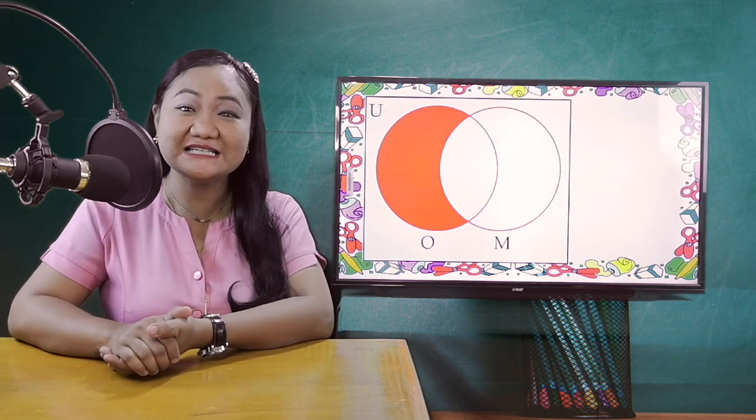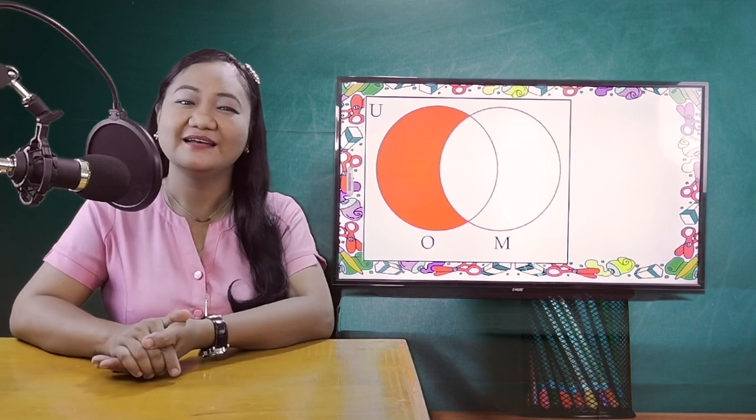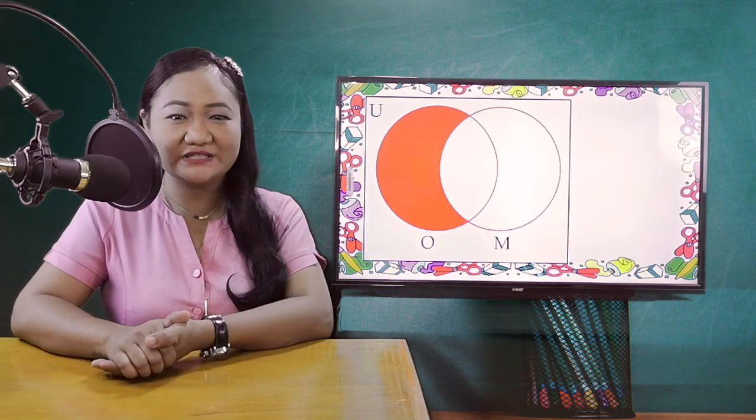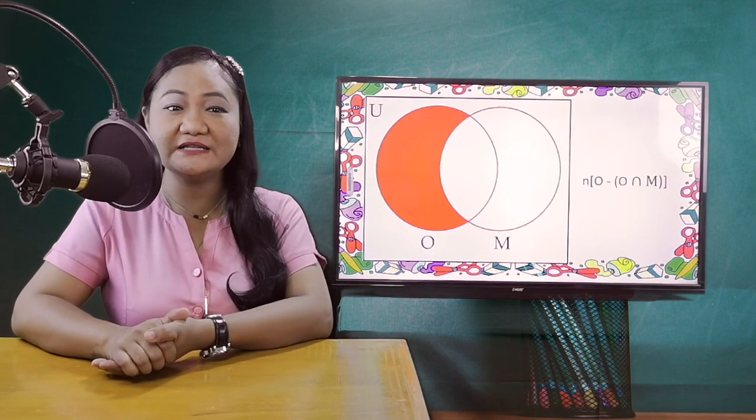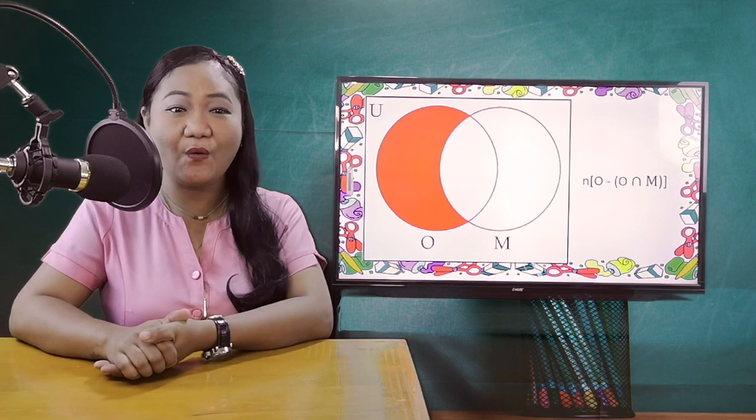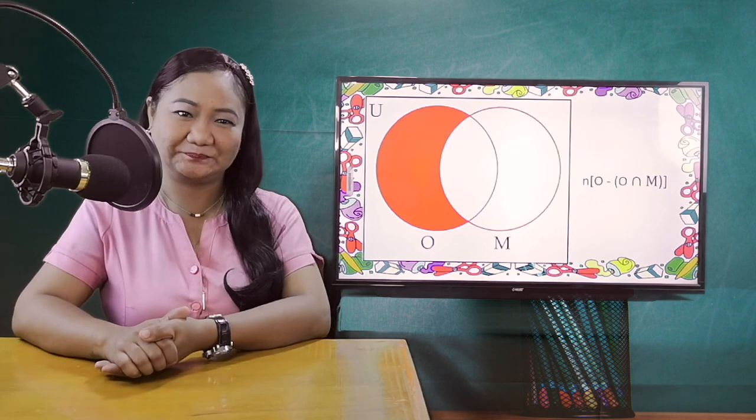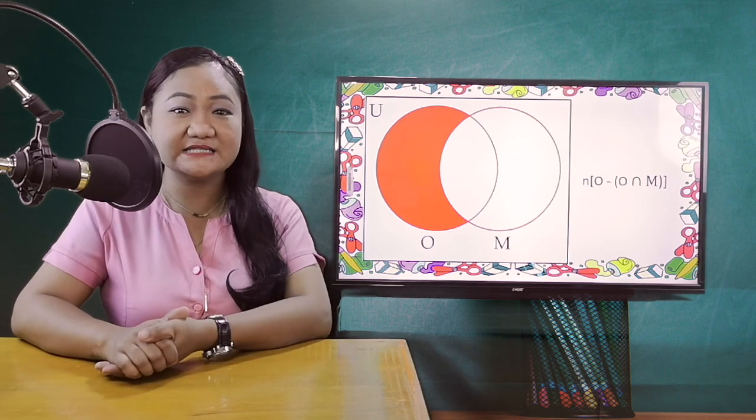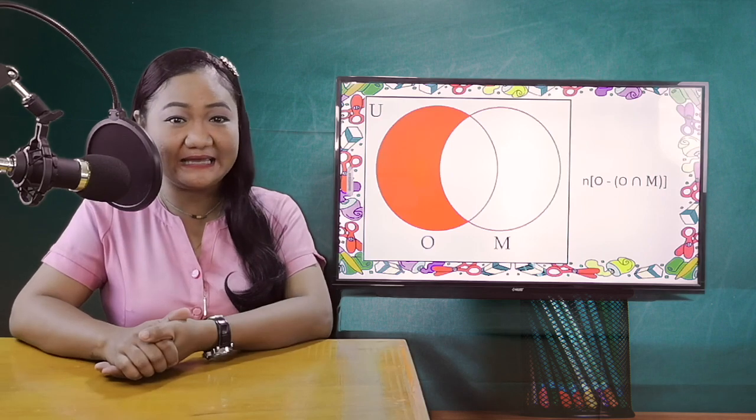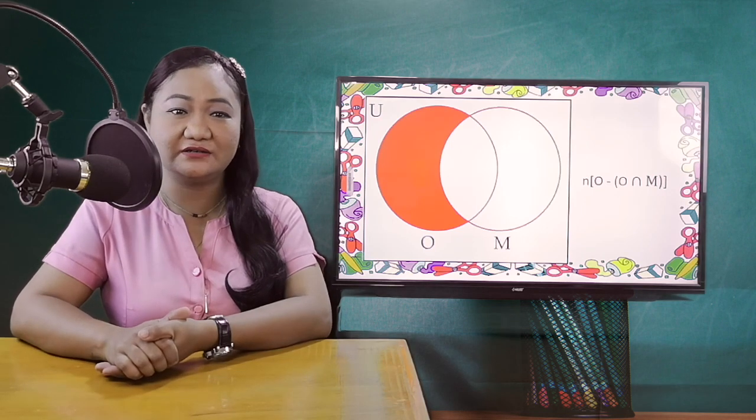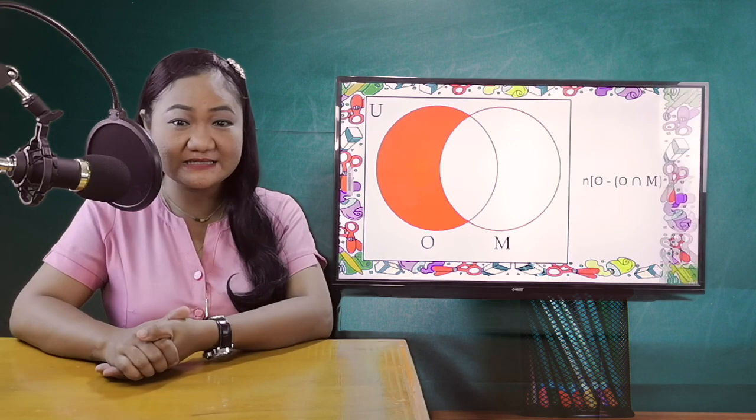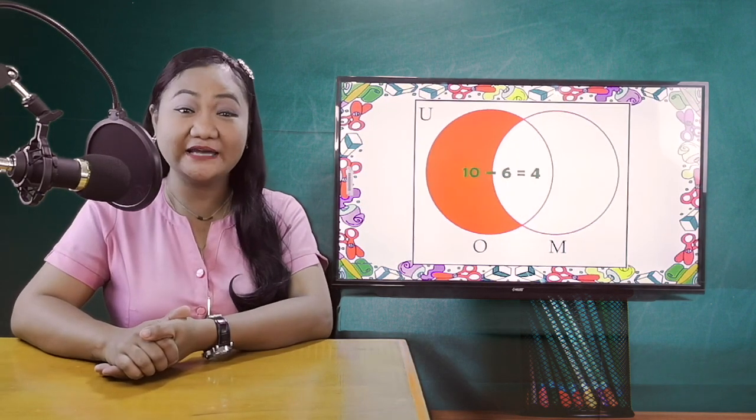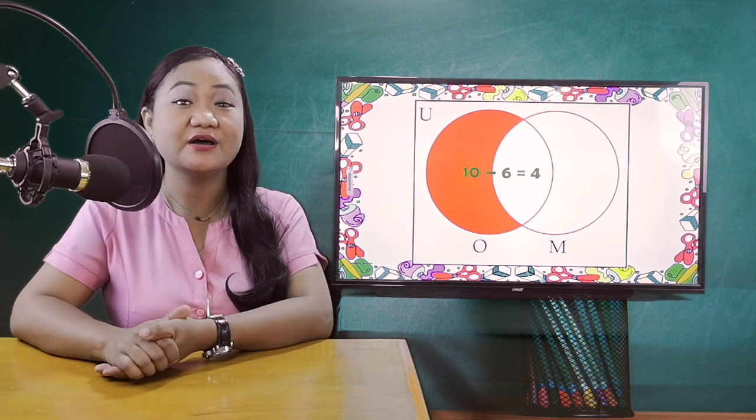Correct! It's the difference of sets. So, in set notation, we write it as the cardinality of the difference of set O and the intersection of set O and set M. Since it is given that set O is 10 and the intersection of the sets is 6, our solution is 10 minus 6 equals 4.